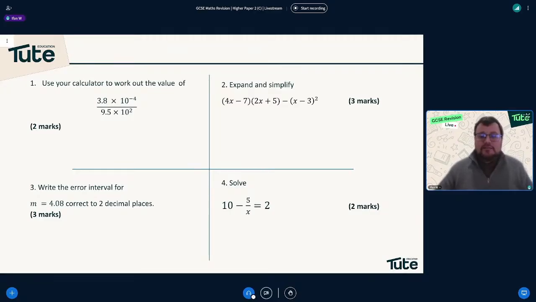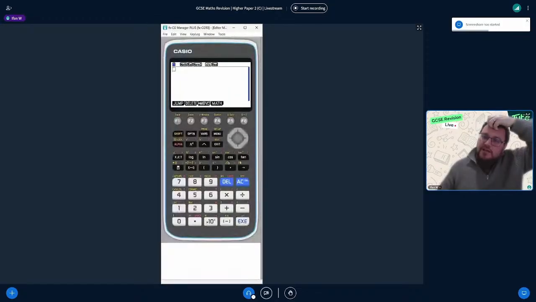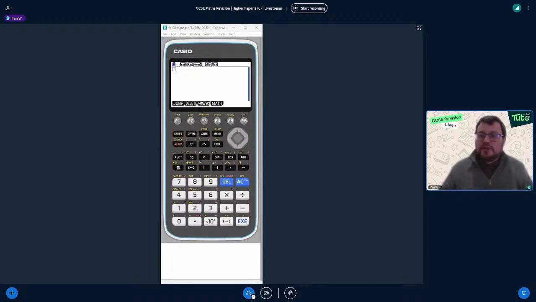I have a Casio one, but that doesn't mean that that is the only type of calculator out there. There are Sharps and others out there. Make sure that you do know how to use your calculator though, okay? So I've got 3.8. Now, this is a number in standard index form, which is great for a scientific calculator because you've got that button there, and you know that you're using standard index form. It's usually at the bottom of your calculators.